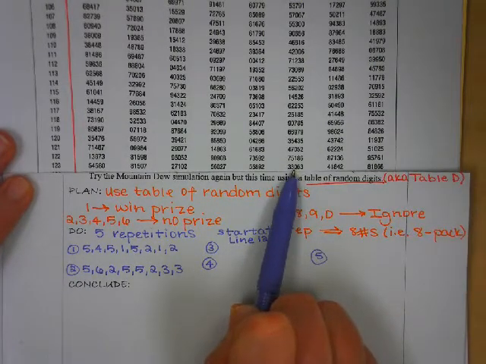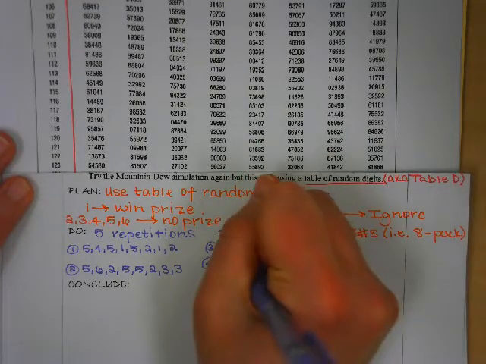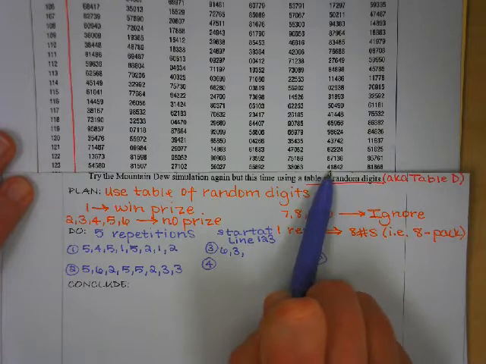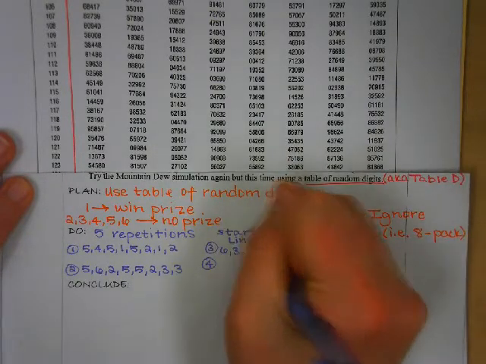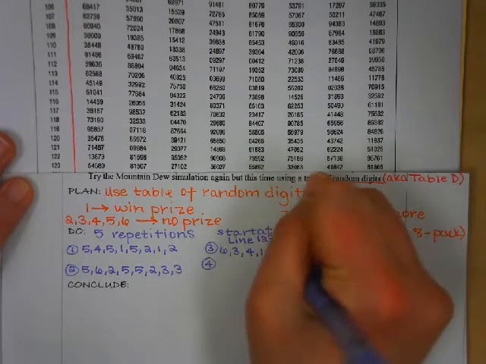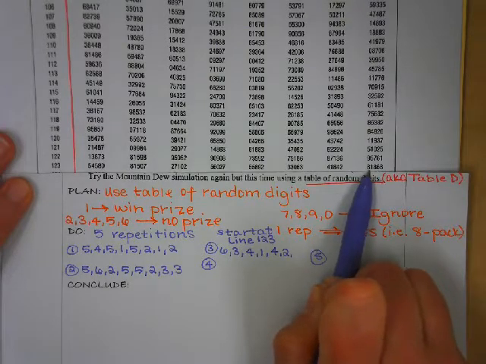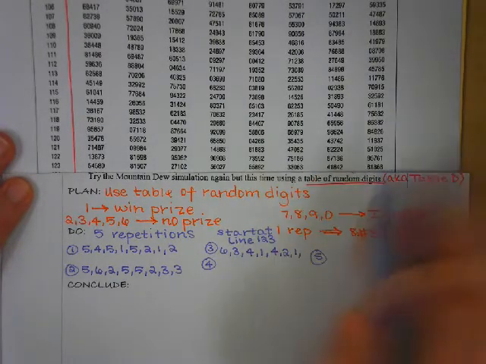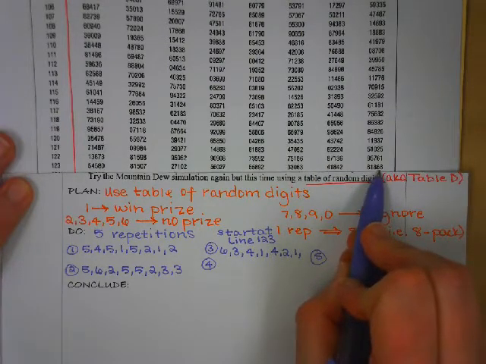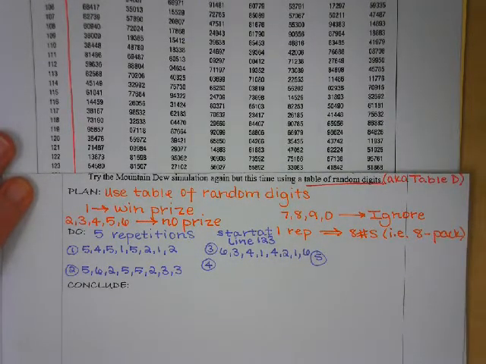For repetition 3, I pick up where I left off. So that 0 is my first one, and we ignore zeros. 6 and 3. And then I'm going to come over here, 4 and 1. I ignore 8, and then I have 4 and 2. I ignore 8, and I have 1. And I ignore 8, and I have 6. And that is 8 for that repetition.